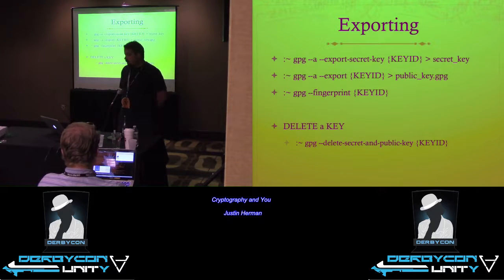Fingerprint. The fingerprint, like I had mentioned, would be able to show you just that particular fingerprint if you use the key ID. So gpg --fingerprint, followed by the key ID. If you wanted to delete a key, you could do gpg --delete-secret-and-public-key, and then the key ID. And obviously that would destroy it from the key ring. Now, if you still had it on your machine or saved somewhere on the file system, it could still be recovered and picked back up, but this would go ahead and delete that from the key ring.